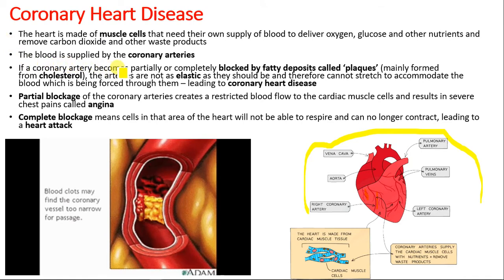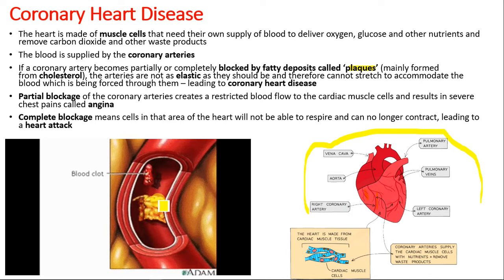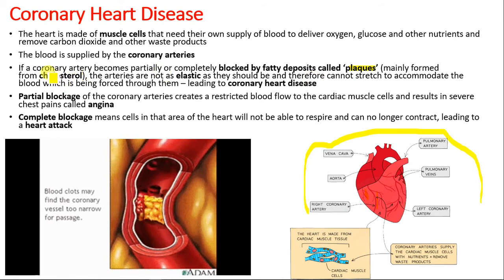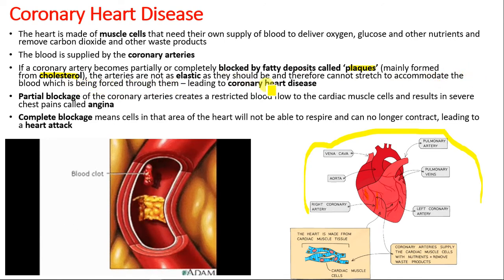Now, if the coronary artery becomes partially or completely blocked by a fatty deposit called plaque, as you see, these are fatty deposits called plaque. As it deposits, it blocks the coronary arteries and makes the blood clot. It is mainly formed from cholesterol, that is high fat food with high fat content. The arteries are not as elastic as they should be, and therefore cannot stretch to accommodate the blood being forced through them, leading to coronary heart disease.